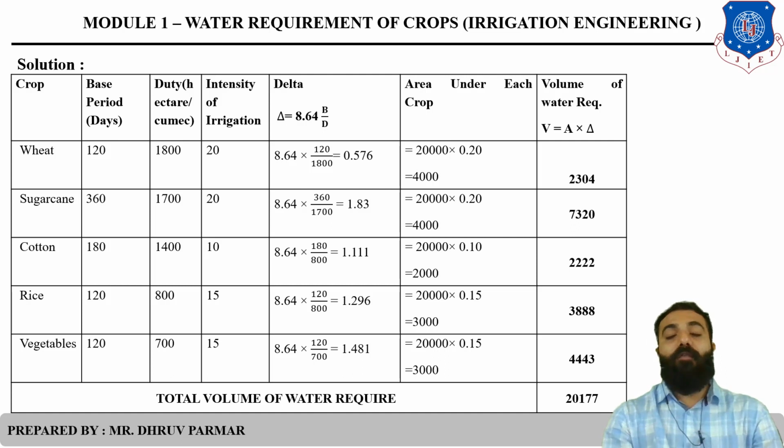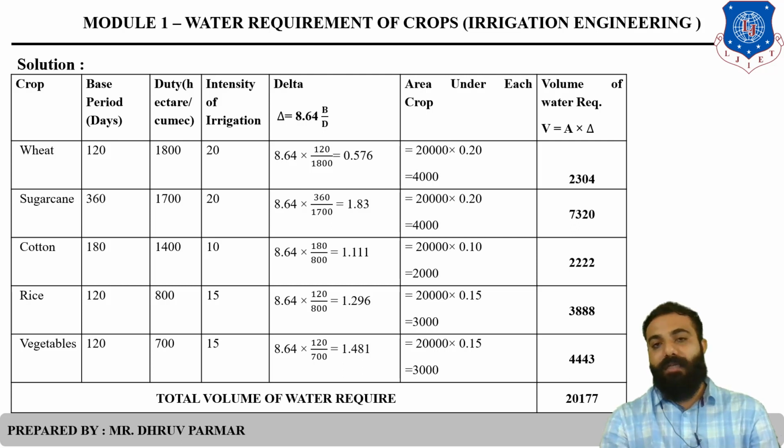So what is the formula of volume? Area into delta. Clear? So first of all we find out delta and second one area. What is the formula of delta? Delta is equal to 8.64 B by D. B is given, D is given. Clear? So we can find out the delta of a particular crop. So 8.64, and what is the base period for wheat? 120. And what is the duty of wheat? 1800. So we find 0.576 of delta. Then area: 20% intensity is given, and the CCA is given as 20,000.